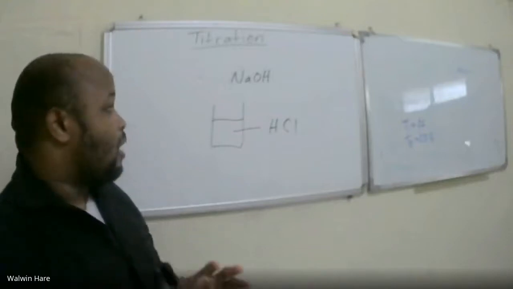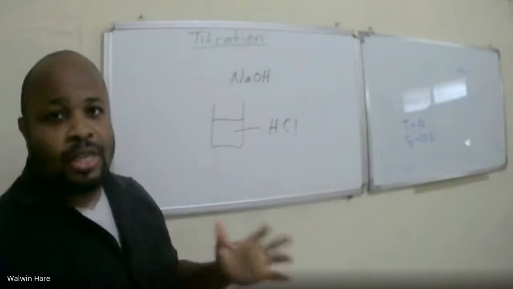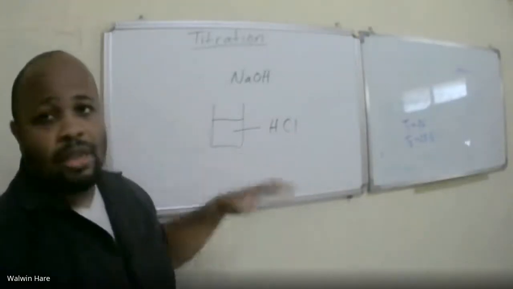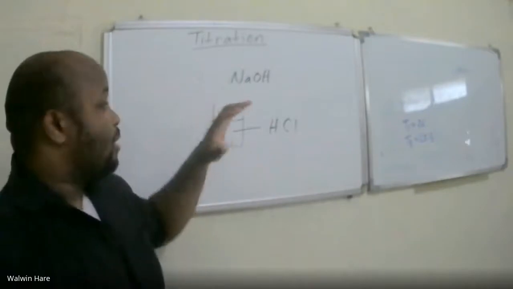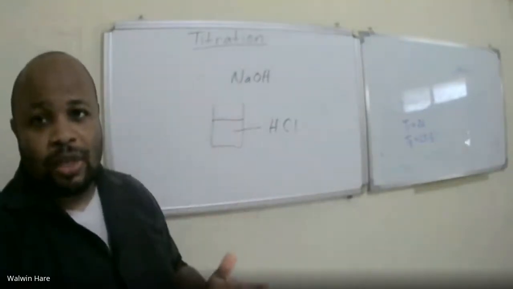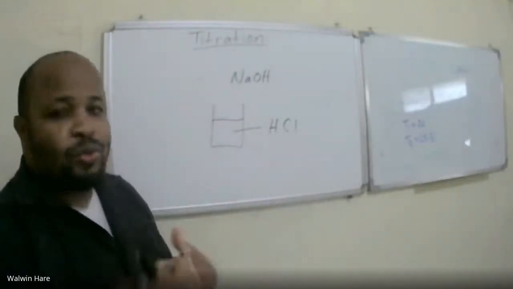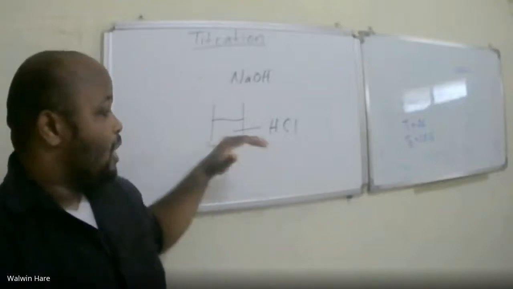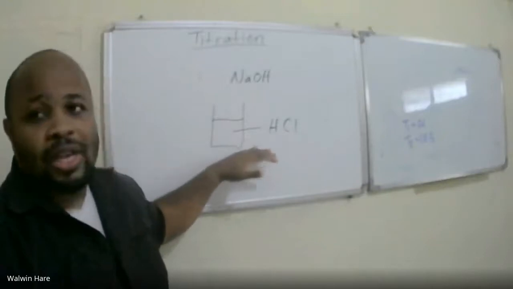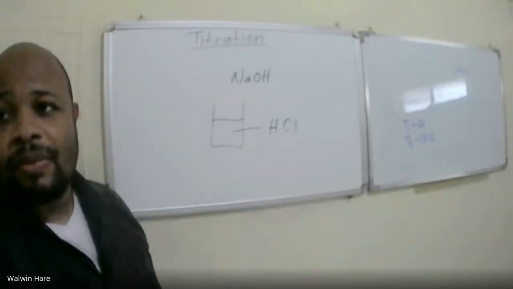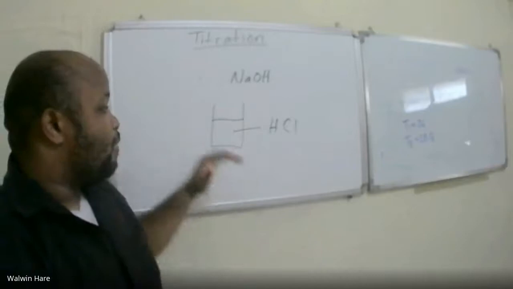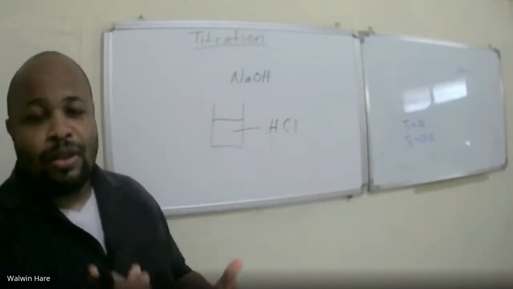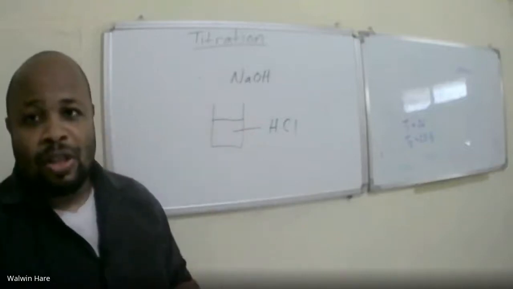Now, all of us are familiar with acid-base titration and what happens. We know that acids are colorless. We know that bases are colorless as well. And when we react the two of them, they will neutralize each other. But even at the point of neutralization, we will not be able to see it because both solutions are colorless.